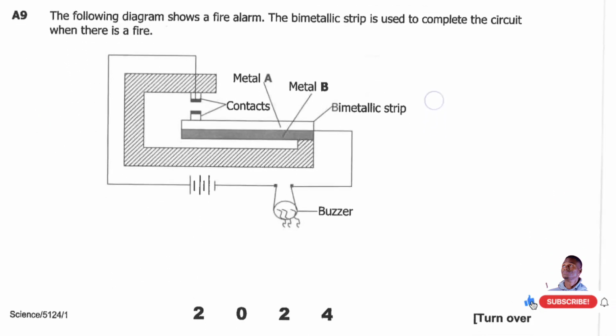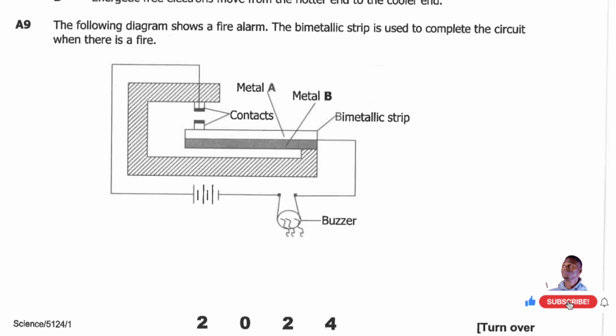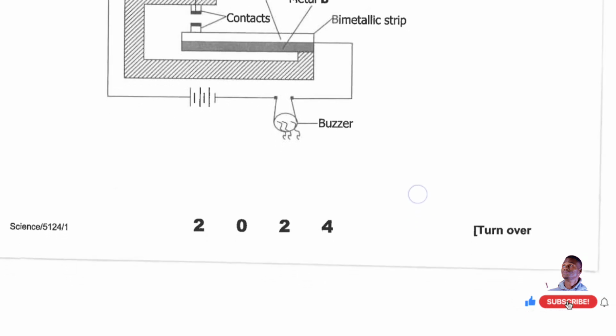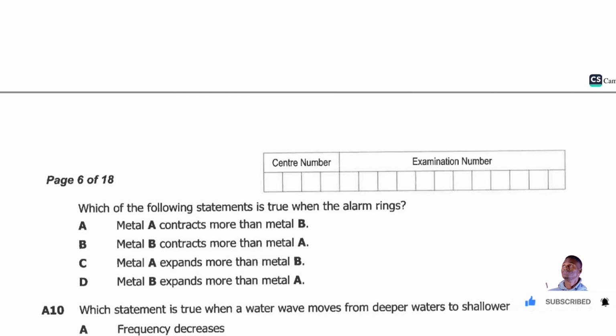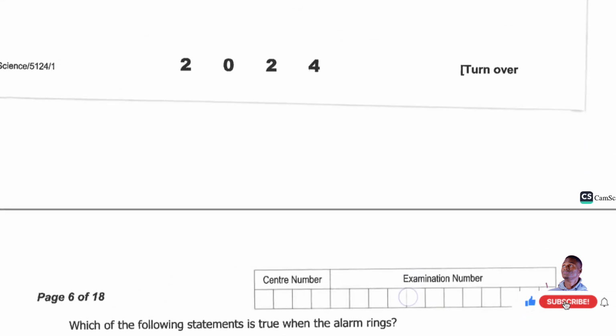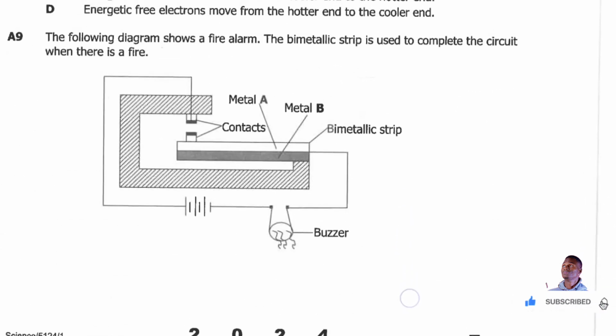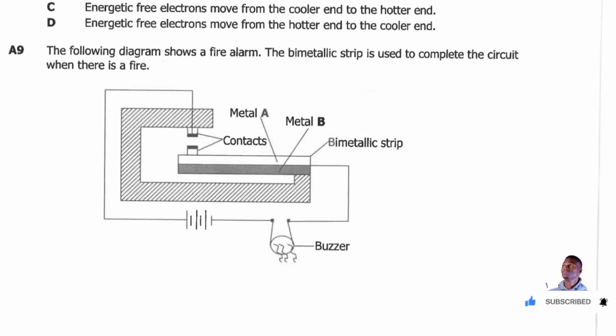Question 9. The following diagram shows a fire alarm. The bimetallic strip is used to complete the circuit when there is a fire. So what's the question saying? Which of the following statements is true when the alarm rings? A, metal A contracts more than metal B. Metal A contracts more than metal B. And no.